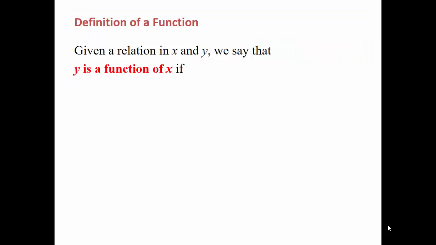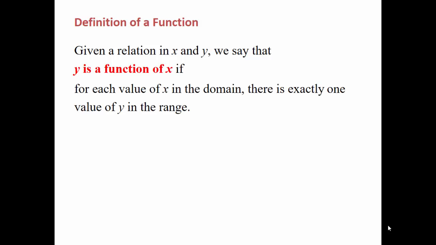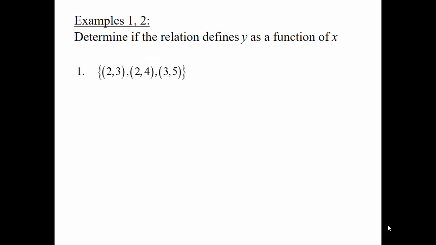Okay. Given a relation in x and y, we say that y is a function of x if, for each value of x in the domain, there is exactly one value of y in the range. And basically that means there's no repeating x values. The y's can repeat, but not the x's. So is this a function? Determine if the relation defines y as a function of x. Well, you look and you see no, because we've got 2 x's that are the same right there, 2 2's. So different y's, but it doesn't matter. It matters that the x's are the same. So no, it's not a function.